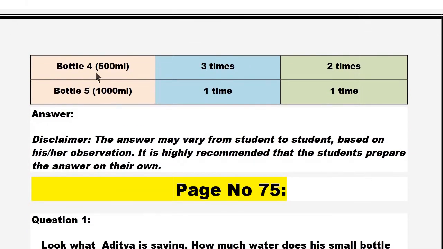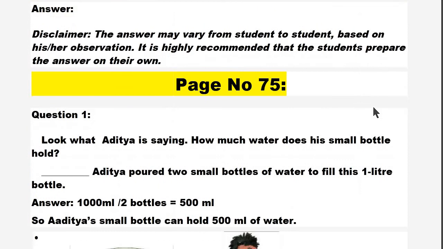Bottle number 4 is 500 ml. My guess is 3 times. That's wrong. When we pour 500 ml 2 times, it becomes 1000 milliliters, which means 1 liter. Bottle number 5 is 1000 ml, poured 1 time, and 1 time is the correct answer.